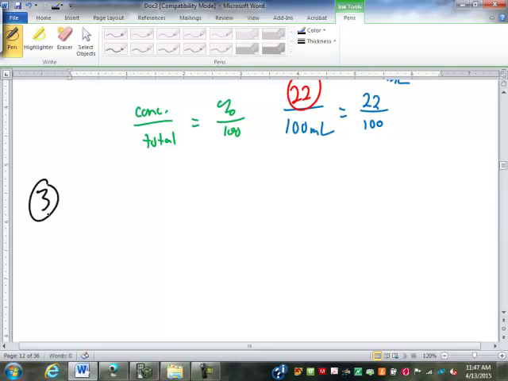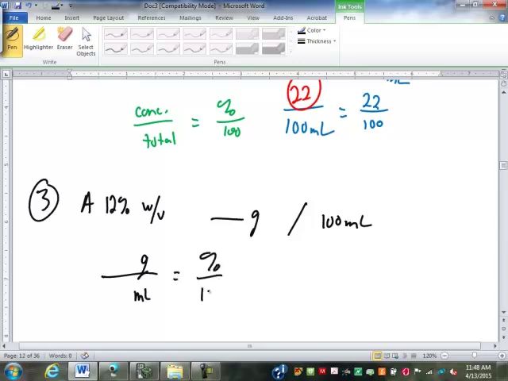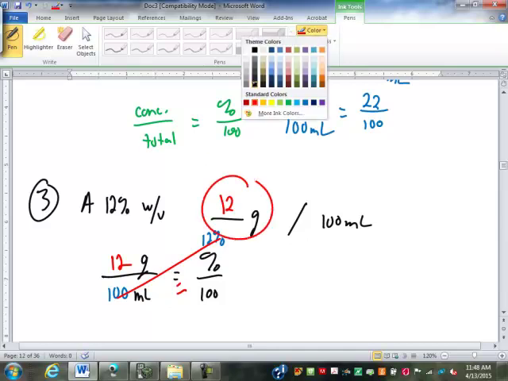Number 3. I didn't notice it till after we got going on the test. There's a slight misprint there. It should have been a 12%. Instead of volume and weight, it should have been a weight in volume solution. Has blank grams per 100 milliliters. Well, again, a weight in volume is your weight in grams over your volume in milliliters equals your percent over 100. So it's the same thing here. You're going to put 100 milliliters in for your volume, and 12% cross multiply and divide comes out to be 12 grams. So I was trying to be nice on those two.